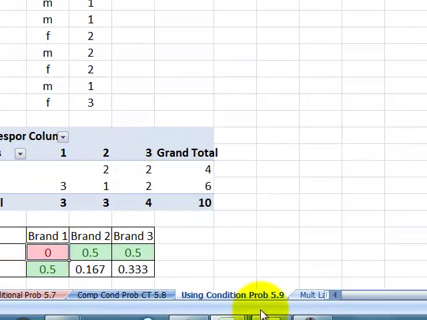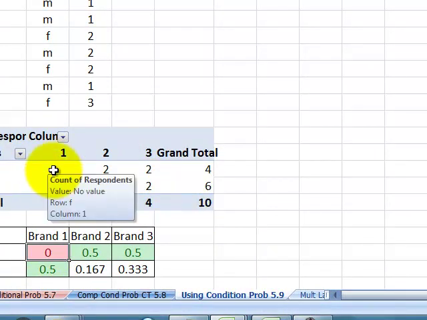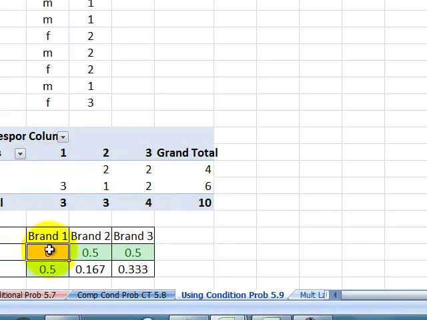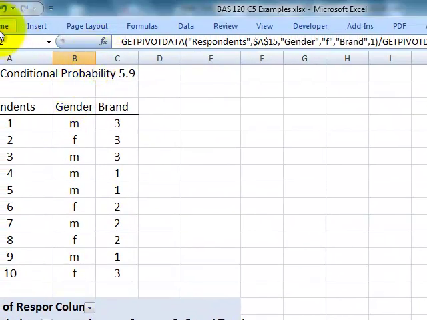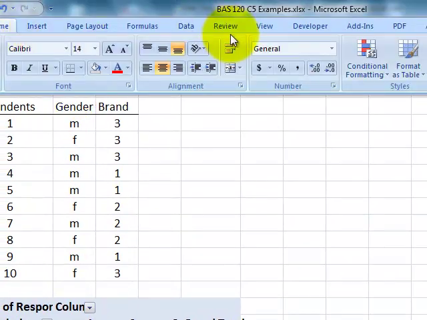And all I've done here is put these pivot tables into the percent of females who preferred brand 1, brand 2, brand 3, and the percent given that they were a male that liked brand 1, brand 2, brand 3. And then we just simply went up here and we're able to do some creative formatting.